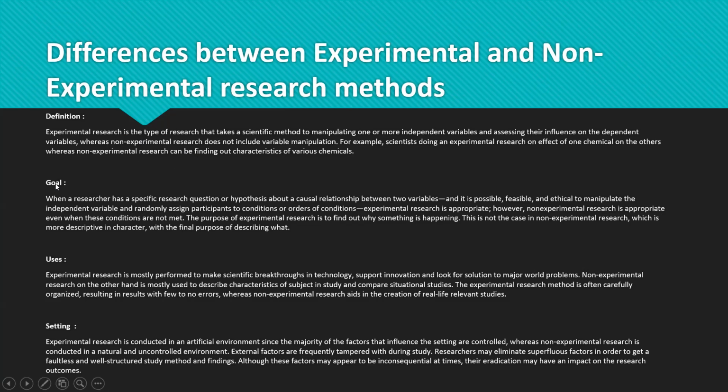And the different goals. When the researcher has a specific research question or hypothesis about a causal relationship between two variables, and it is possible, feasible, and ethical to manipulate the independent variable and randomly assign participants to conditions or orders of conditions, experimental research is the only appropriate way to go. However, non-experimental research is appropriate even when these conditions are not met. If these conditions are not met, we can go with non-experimental research.